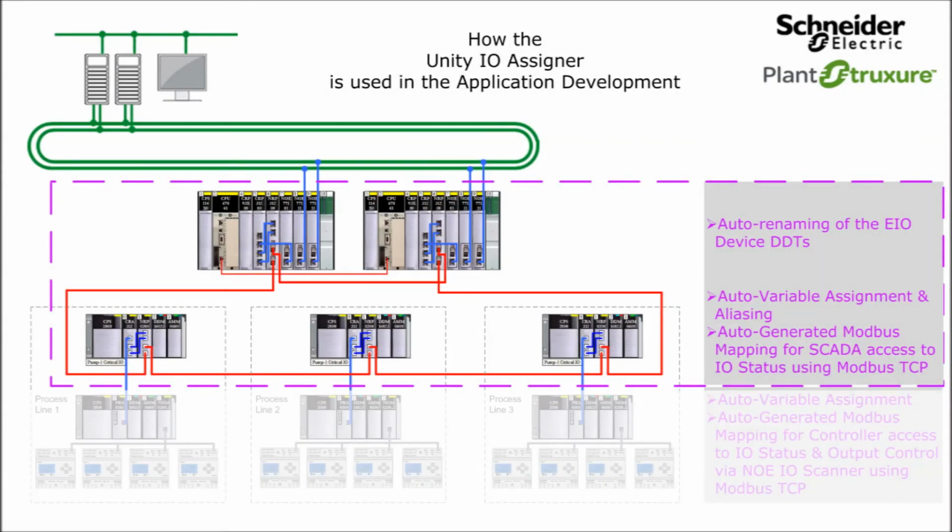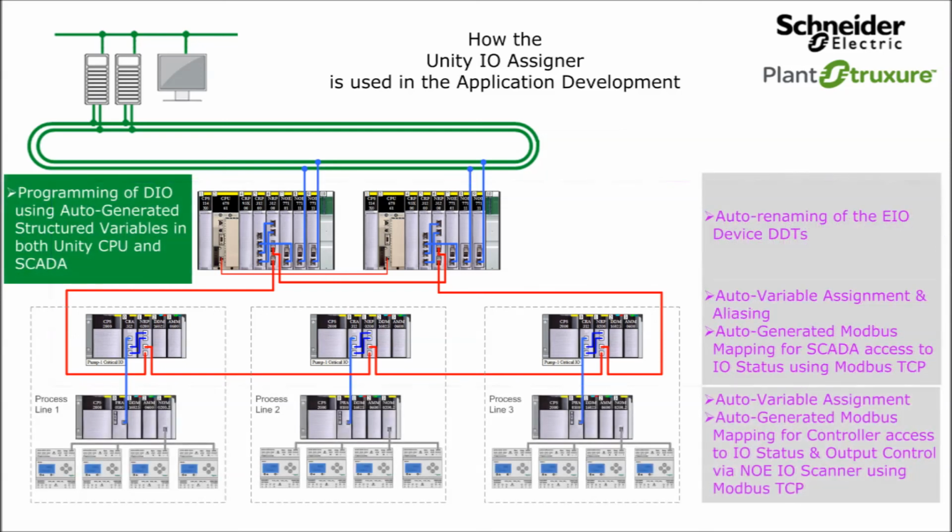Recapping the Unity IO assigner contributions at this level. The device DDTs for the modules in the Quantum and EIO drops have been renamed to topological-like names and appropriate comments added. EIO drop IO module channels have been auto-assigned variable names, and these have been automatically aliased to the corresponding device DDT elements. Modbus mapping was auto-generated for the EIO drop IO channels, allowing Modbus clients to access the IO channel data. With all of this now in place, the programming of the DIO drops IO will use structured variables, and here is a simple example of this benefit.